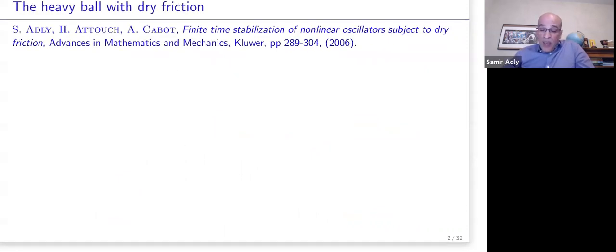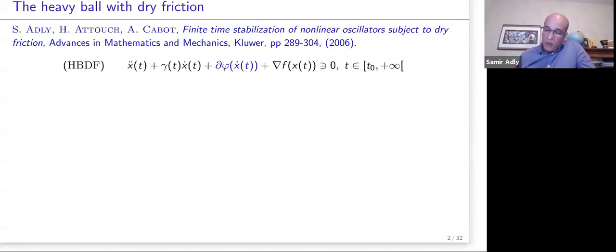The beginning of the story is a paper that we wrote with Idi Attouch and Alexandre Cabot, finite-time stabilization of a nonlinear oscillator subject to dry friction. It appeared in a special issue dedicated to Jean-Jacques Moreau for his 80th birthday. And the context is the following. I have to go back to this context.